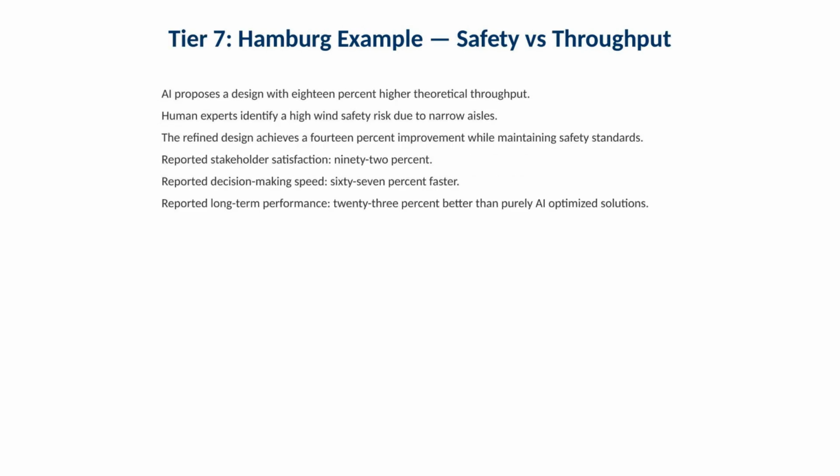At the Port of Hamburg's container terminal, Altenwerder, the AI proposes a configuration with 18% higher theoretical throughput. Human experts recognize that narrow aisles create safety risk during high wind conditions. The refined design achieves a 14% improvement while maintaining safety. Reported outcomes include 92% stakeholder satisfaction, 67% faster decision-making, and 23% better long-term performance than purely AI-optimized solutions.